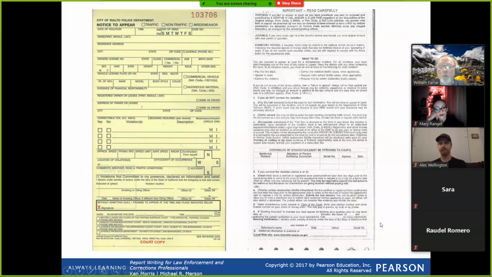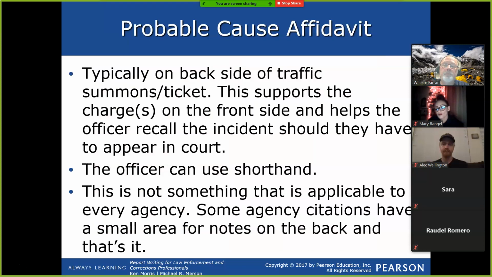Now, you don't have to issue a citation. You can give a warning. If this were a warning, a lot of the tickets might have a special ticket that just says warning, or they'll have a box at the top. Or if you don't have that, you can just give them a verbal warning. Hey, do me a favor, slow down, be safe, see you later. So you could do that as well.